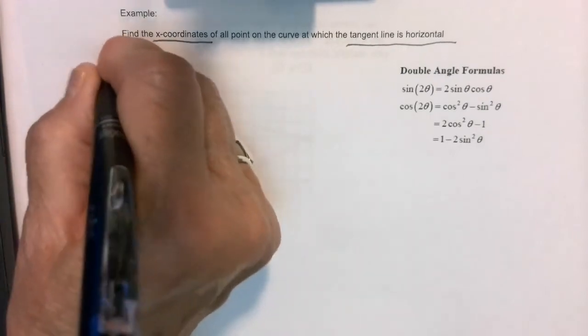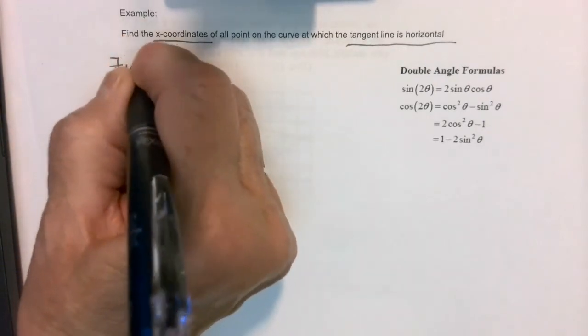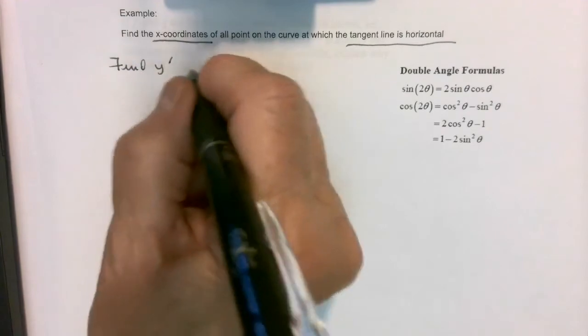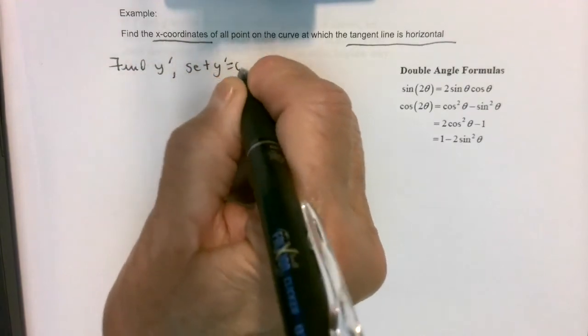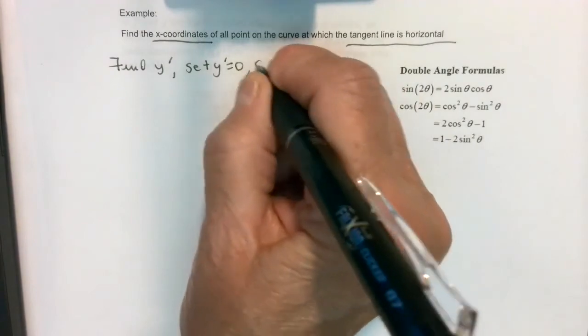If it asks for the point, that means the x and the y coordinate, but this is only asking for the x coordinate. So what we want to do is we want to find y prime, set y prime equal to 0, and then solve for x.